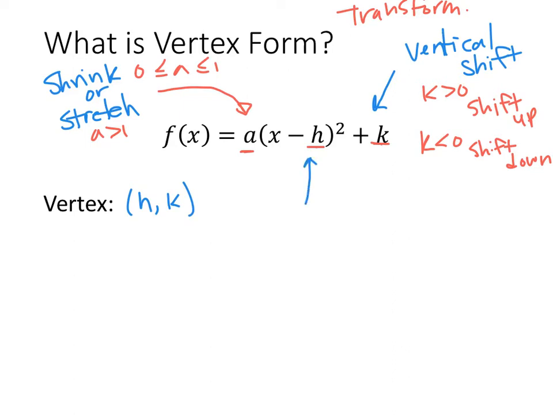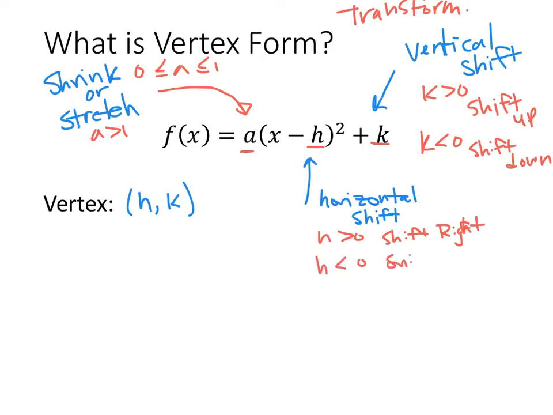Now with h, the easiest way to remember this one would be that this is a horizontal shift. And so when we change this value of h, we will shift either to the left or to the right. Now when h is greater than 0, this will be a shift to the right, because we can think of that as shifting in a positive direction. And if h is less than 0, we're going to shift to the left. So each one of these values means something as far as some of the transformations that we can go through.